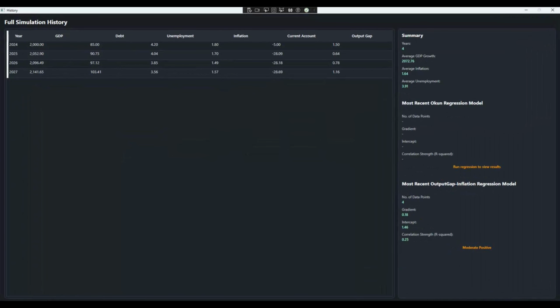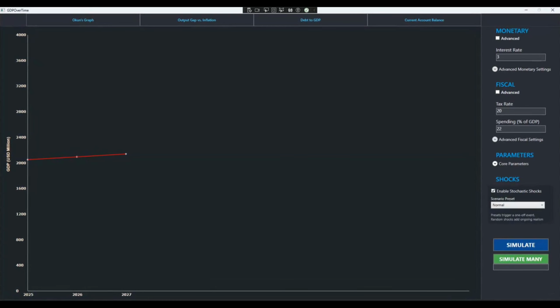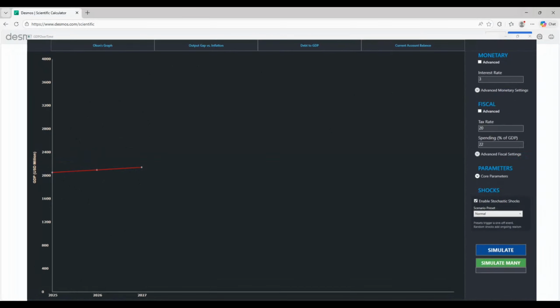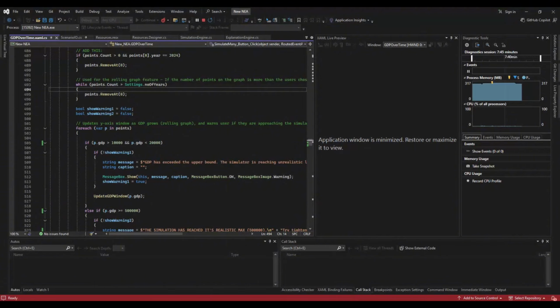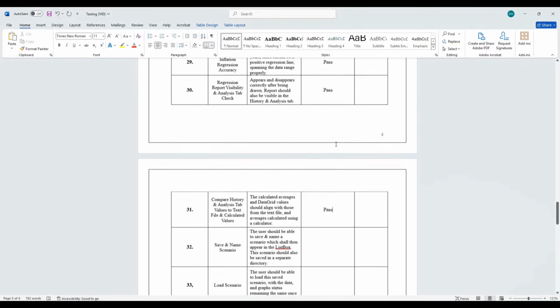So therefore we can confirm that this has accurately been calculated and the average GDP growth has accurately been calculated. So we can confirm that this is a pass.